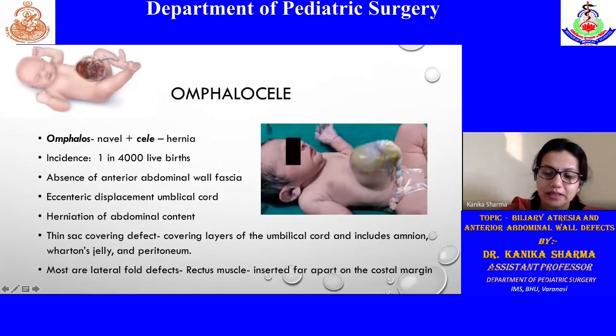Also, as I was discussing, the other two folds are also there. If there is a defect with the cephalic fold, or you can say the superior fold, then along with omphalocele, they may also have pentalogy of Cantrell, and also there may be ectopia cordis. While if there is a defect in the caudal fold, or you can say the distal inferior fold, then they may also have cloacal exstrophy associated.